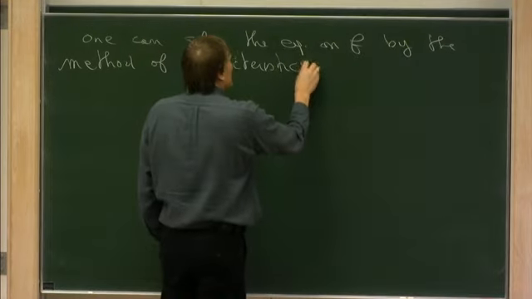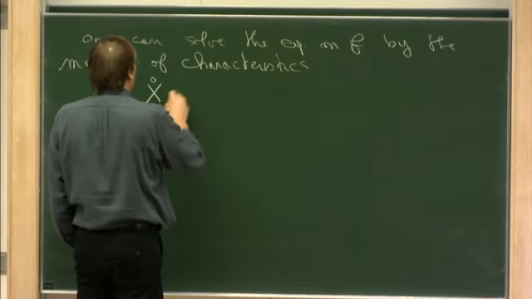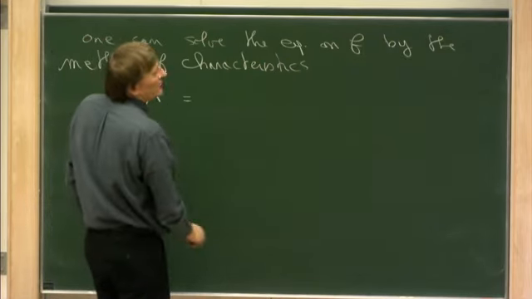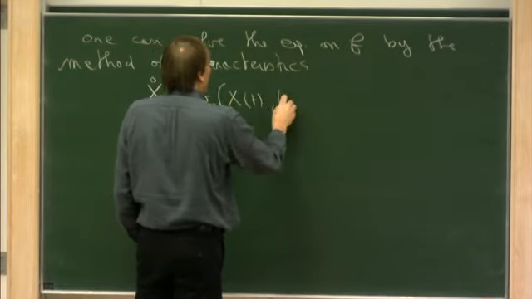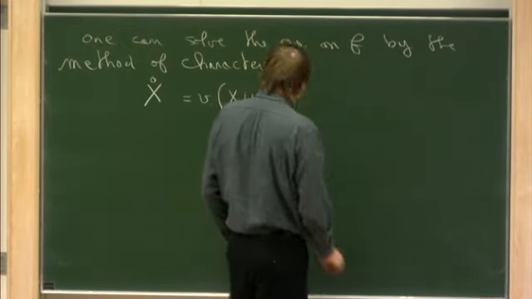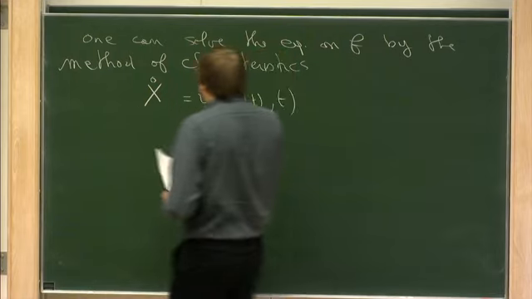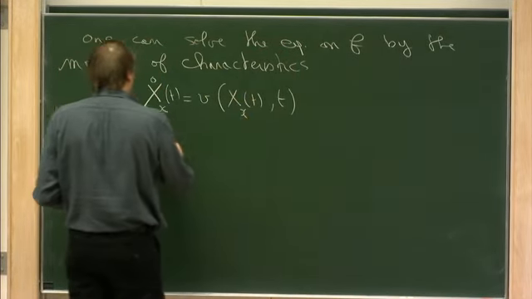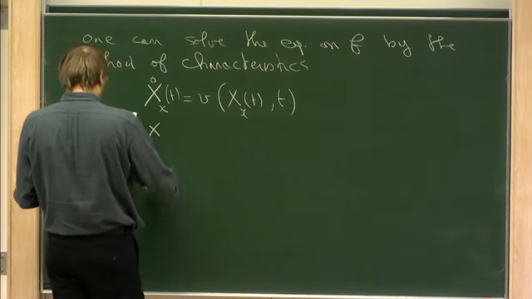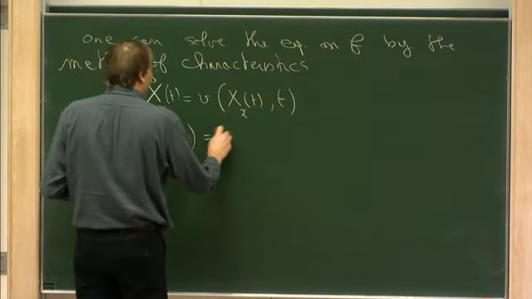Characteristics. So which means that you introduce x dot equal v of x of t and t. And here I have to follow exactly the rule I put, and I will put an index here for x and the time t, and this index only refers that at some time t0 the value is x.